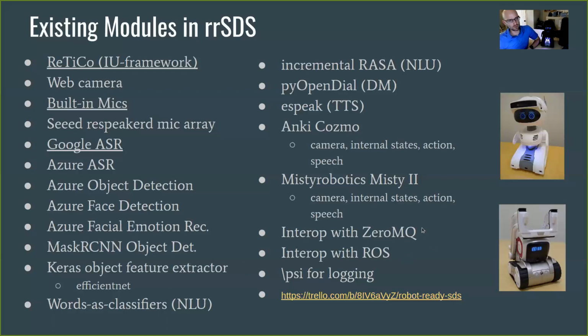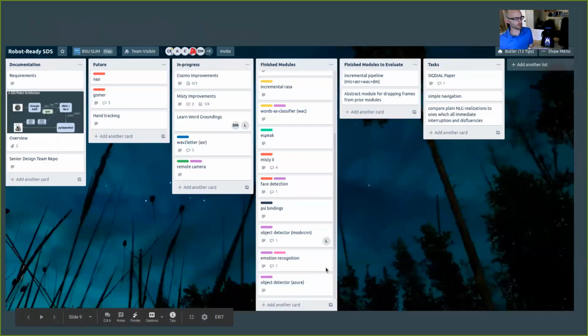For distributedness, you can use ZeroMQ to send messages across different processes or different machines across the network. We can also use the Robot Operating System. We tested that with TurtleSim, and we use the Platform for Situated Intelligence for logging. This is all tracked with a Trello board. If you're interested in contributing or want to learn more about these individual modules, send me an email. I'm the first author on the paper, and I'm happy to add you to this.